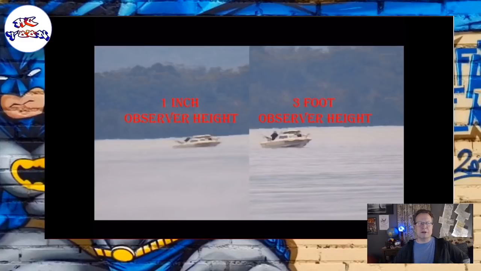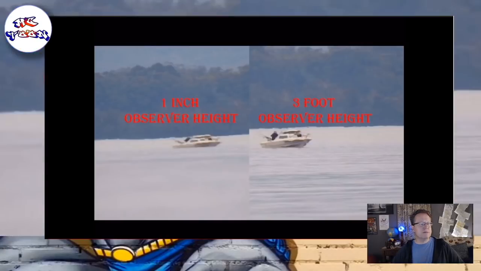I don't know about that, but you can see that the boat on the left is compressed compared to the boat on the right. This is due to the optical effects from going through the air just above the water. So we can have a comparison to see what happens when we uncompress the boat.